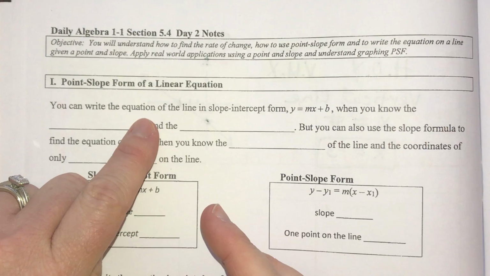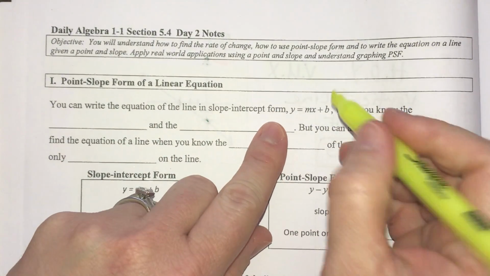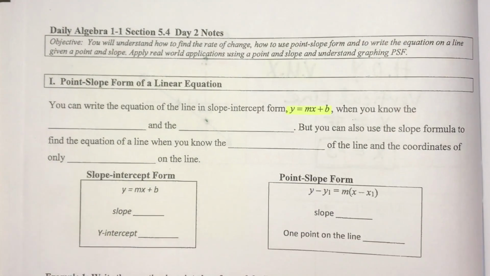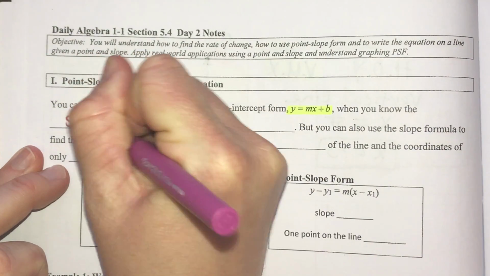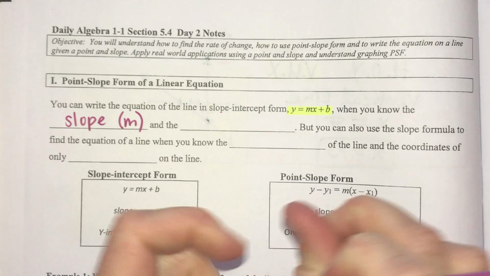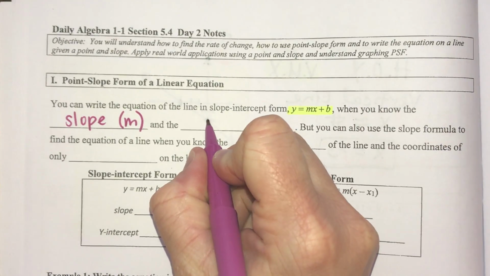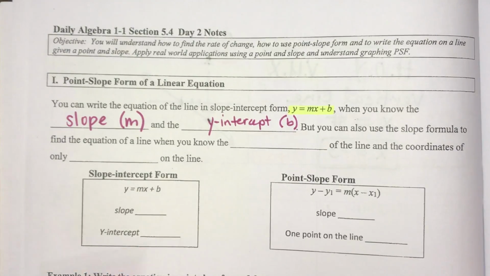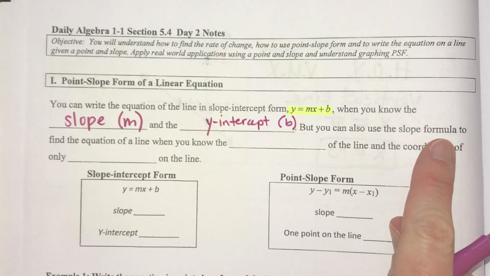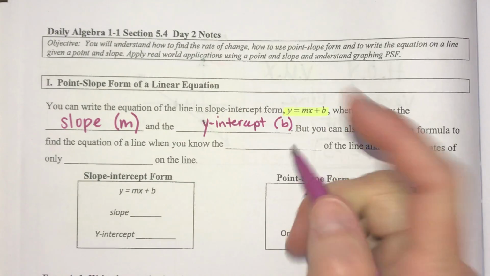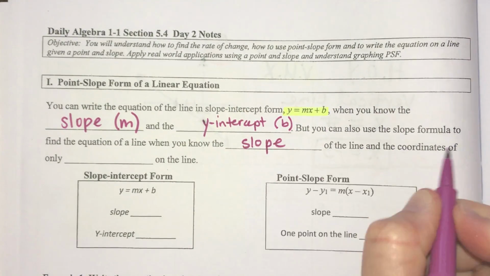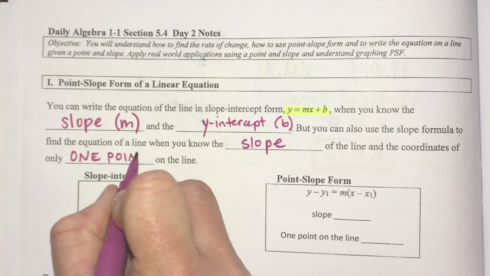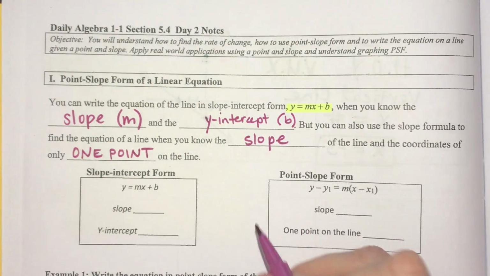You can write the equation of the line in slope-intercept form, which is y equals mx plus b. That is different than point-slope form. You can write that equation when you know the slope, which is the m part of that equation, and when you know the y-intercept, which is the letter b of that equation. But you can also use slope to find the equation of a line when you know the slope of the line and only one point. So I'll show you how these are similar and also different.